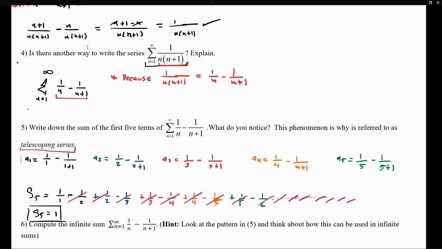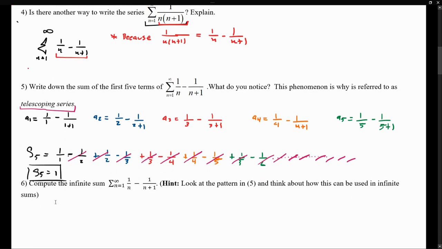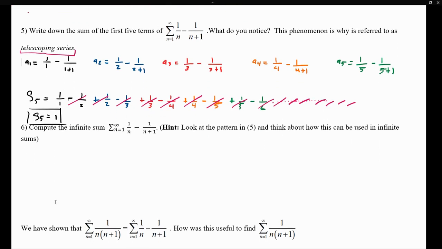And the correct way of saying it is that a telescopic series is a series whose partial sums eventually only have a finite number of terms after the cancellation. Which in this example, notice that this finite number is just one term. So this is just a small example of a telescopic series. But now that we know that this is a telescopic series, let's compute the infinite sums of this telescopic series.